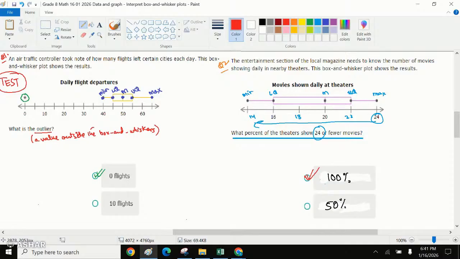Okay, 24 or less. Okay, so please do try the remaining questions and try to find the answers. And if there is any problem, just go back to the lesson and have a look.